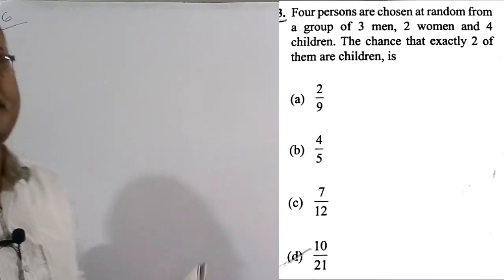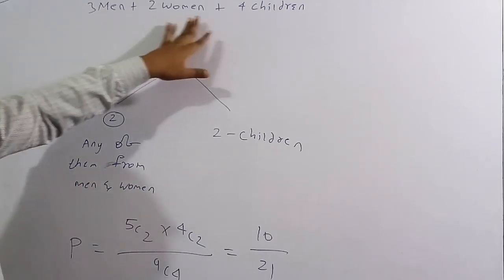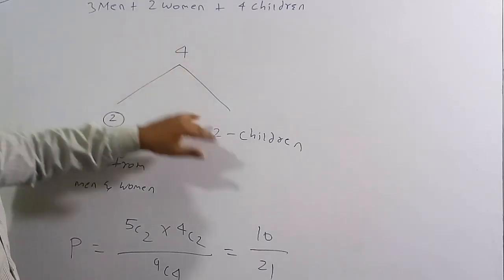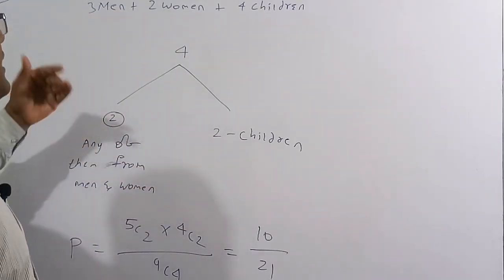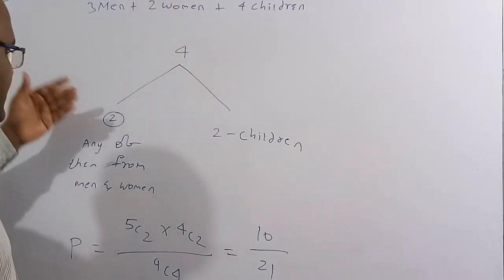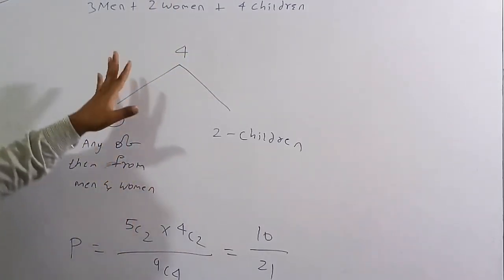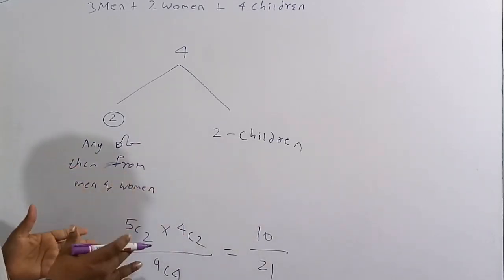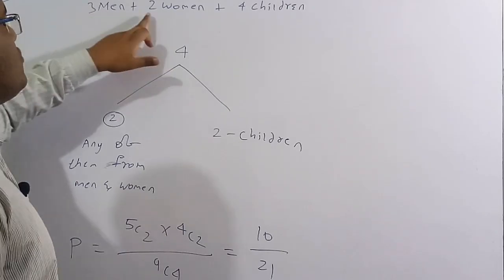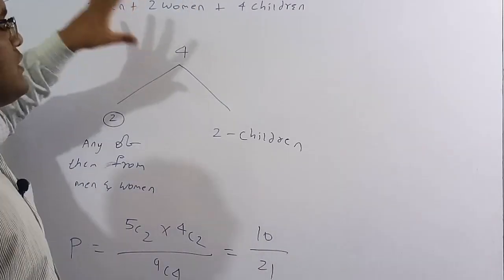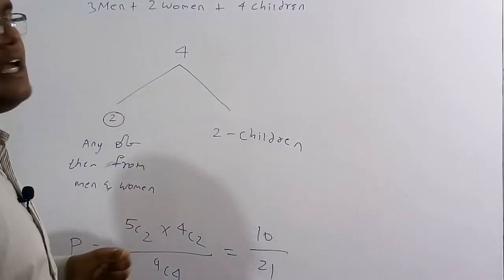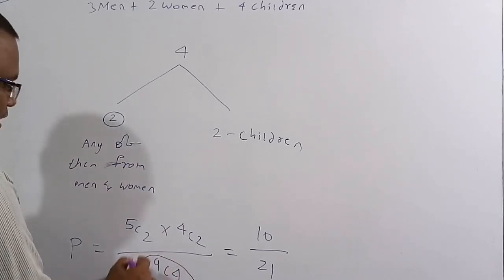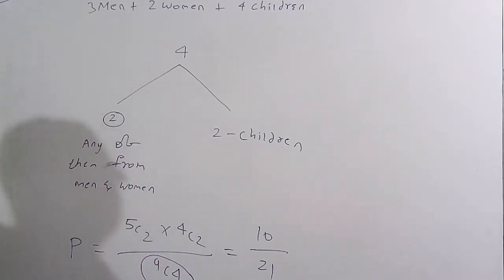So let's solve this numerical. Basically there are 3 men, 2 women and 4 children. Out of this total we have to make a team of 4. In this team of 4 there have to be 2 children, and the remaining 2 can be either men or women, so they can be anything. Now we need to find the probability of occurrence of this. The total number of people is 3 plus 2 is 5, 5 plus 4 is 9. So a total of 9 people are there. Out of these, how many teams containing 4 people can we make? That is 9C4. So in total we can produce 9C4 teams of 4 people.